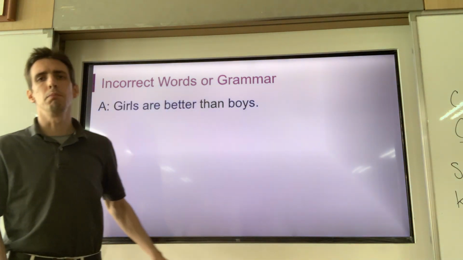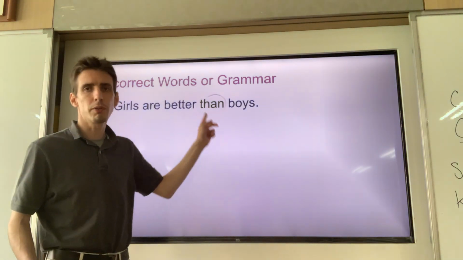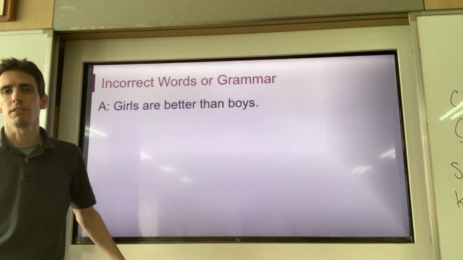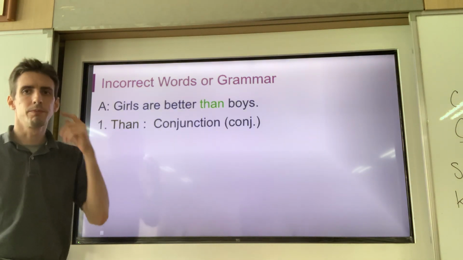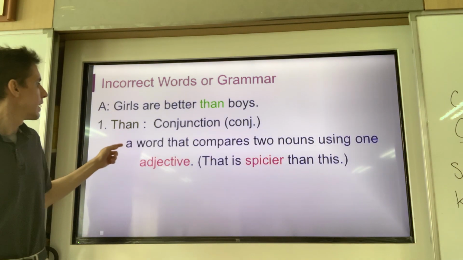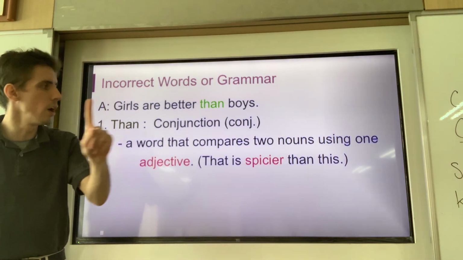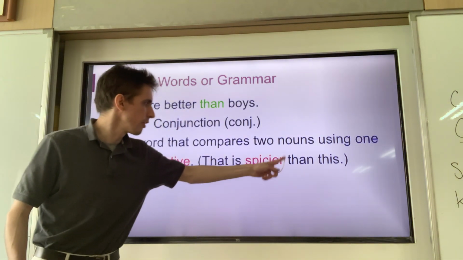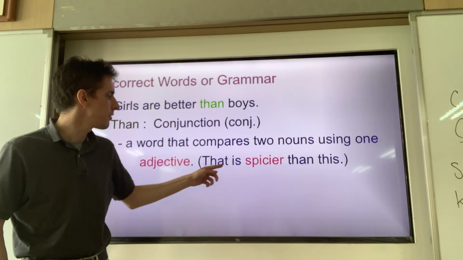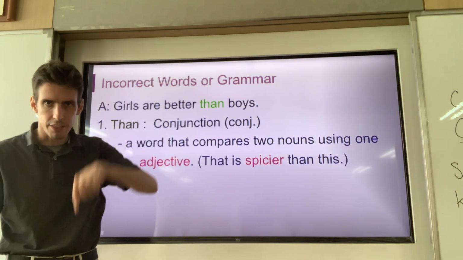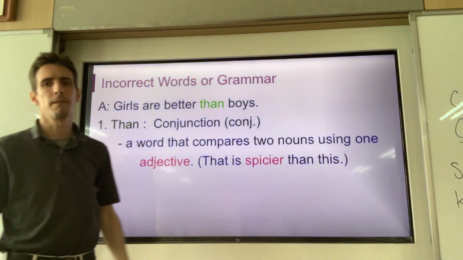Girls are better than boys. Is that correct? Is this correctly spelled? Girls are better than boys? Yes, it is. Than is a conjunction, and it's a word that compares two nouns using one adjective. So there's our adjective, spicy, spicier. That is spicier than this. Two nouns, that, this, spicier than.